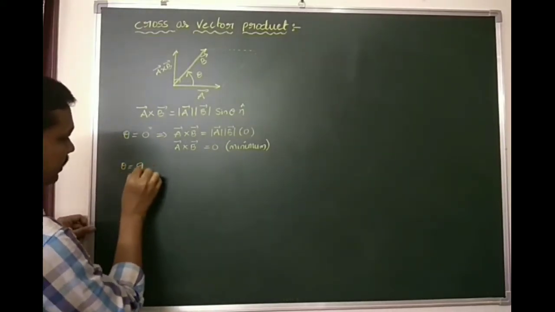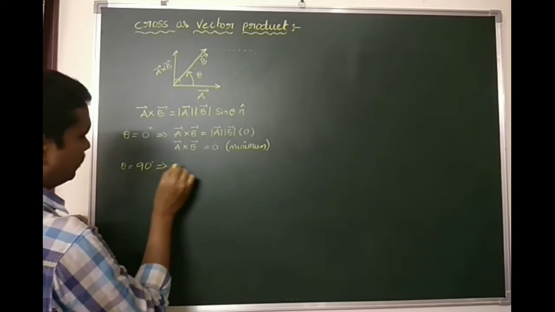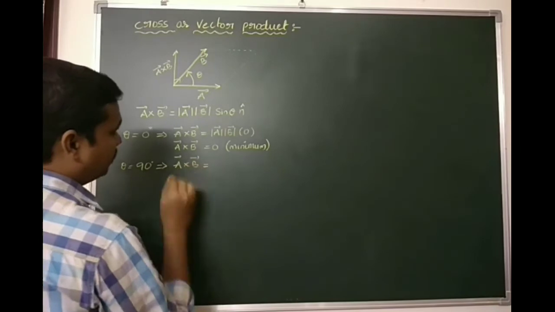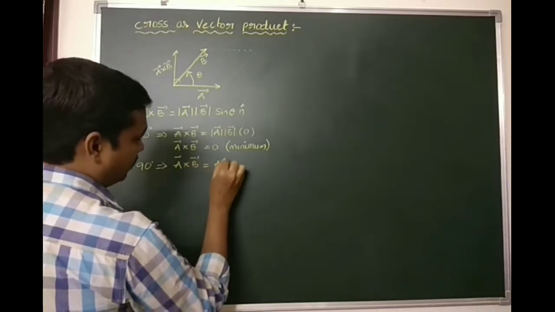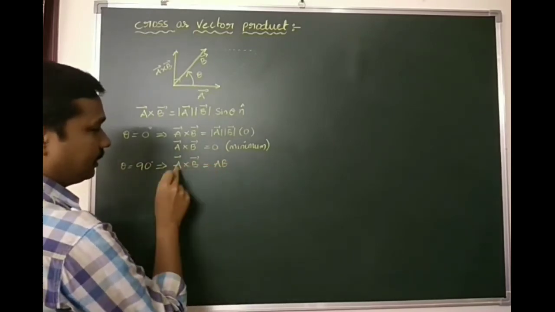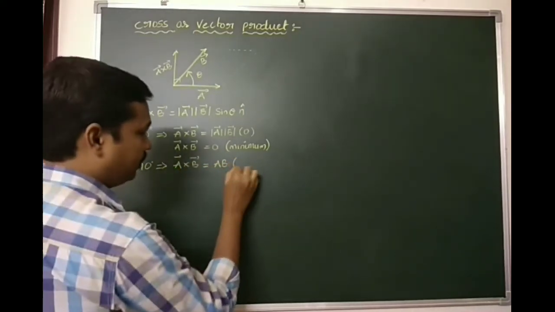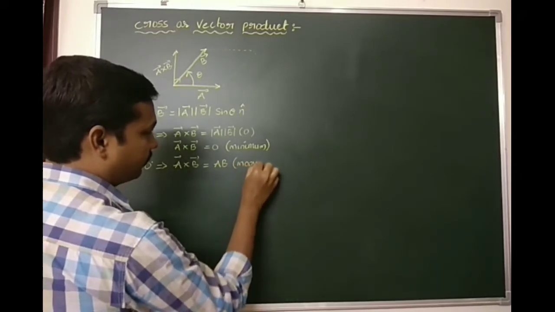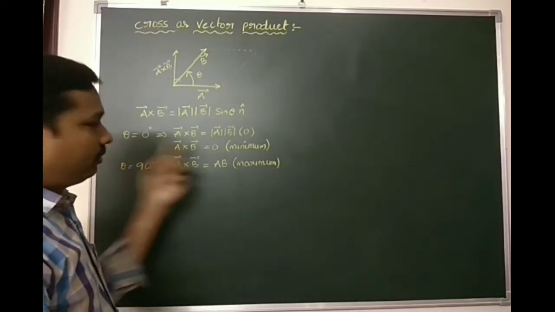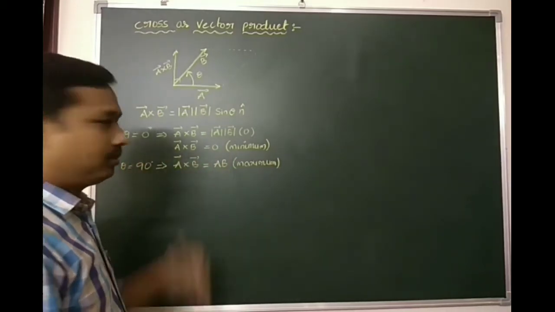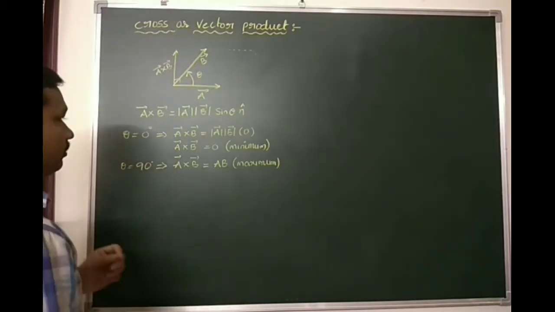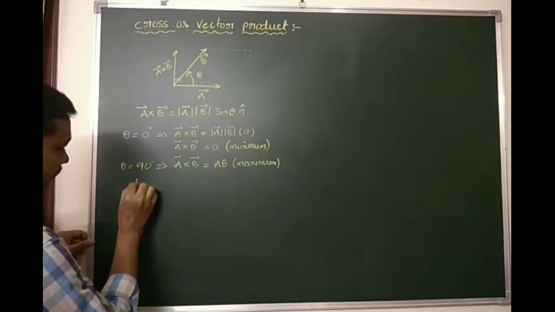Theta equals 90 degrees: A cross B equals AB, because sin 90 is 1. So we get A cross B equal to AB, which is the maximum. Theta equals 0 gives the minimum, theta equals 90 gives the maximum. You can also take 30 degrees, 60 degrees, 45 degrees, like that. Right now, the properties.